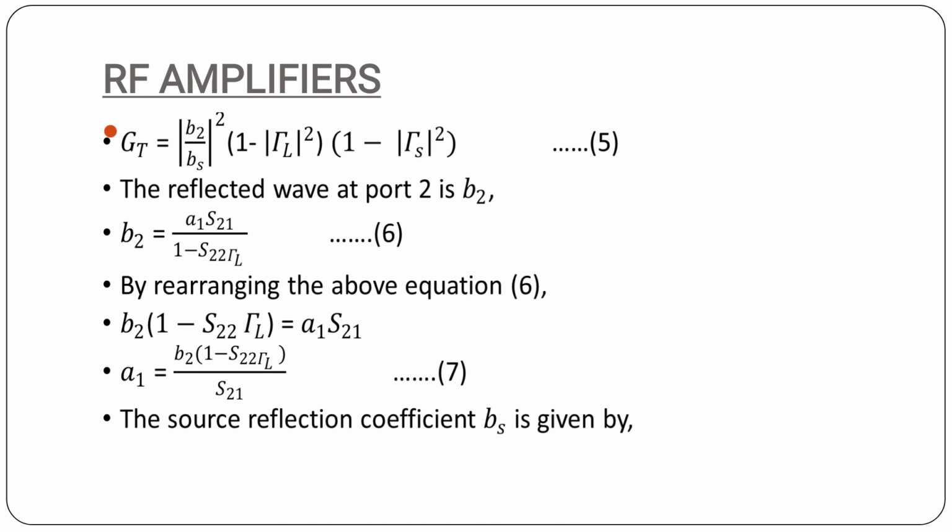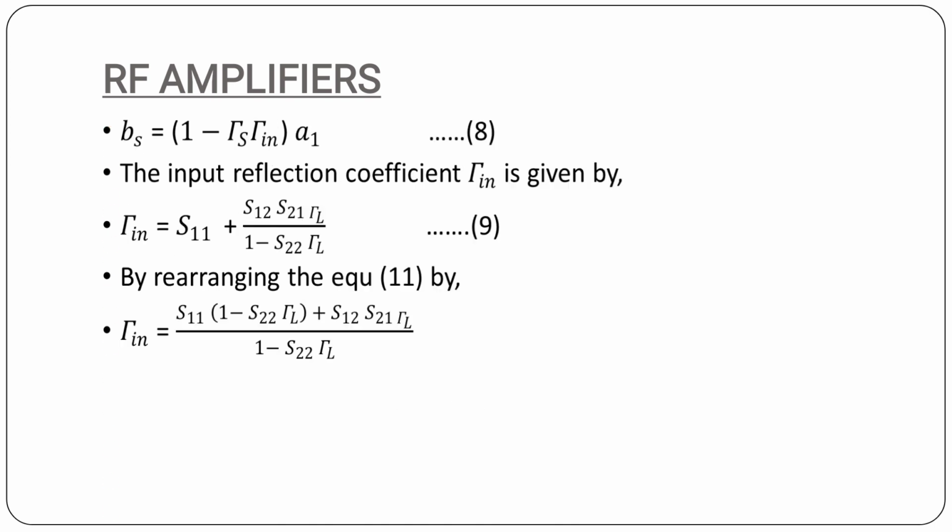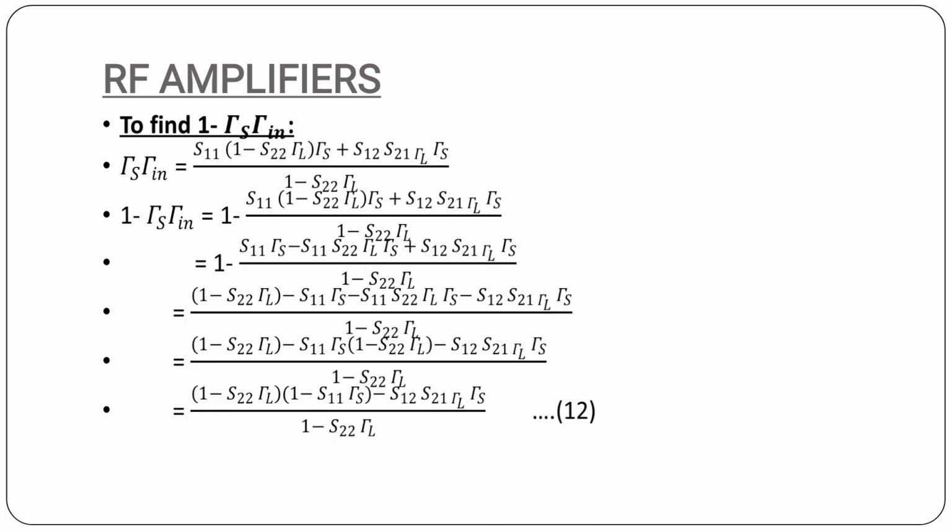The source reflection coefficient Bs is given by Bs equal to (1 − ΓS Γin) into A1. The input reflection coefficient is given by Γin equal to S11 plus S12 S21 ΓL by (1 − S22 ΓL). By rearranging the equation you will get the values corresponding to this input reflection coefficient and output reflection coefficient.